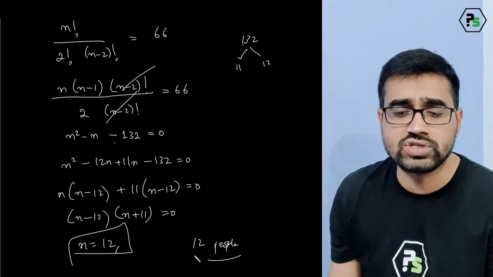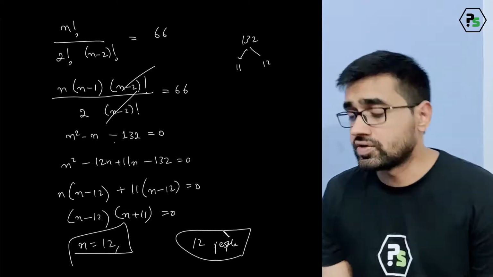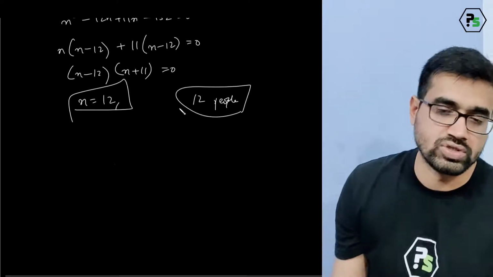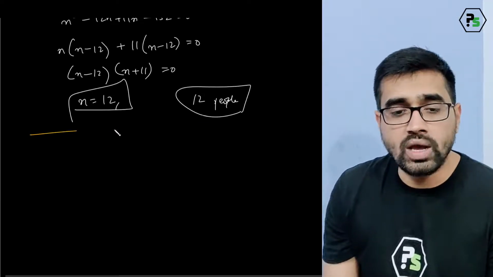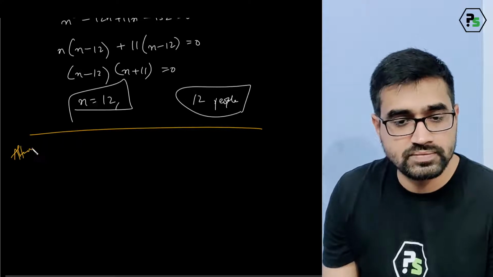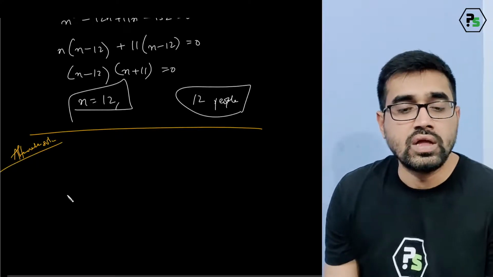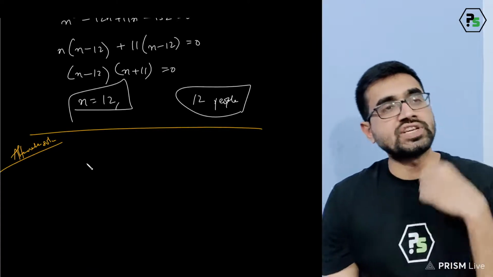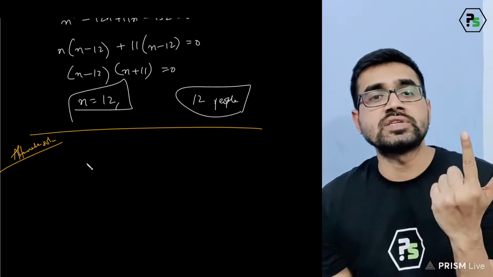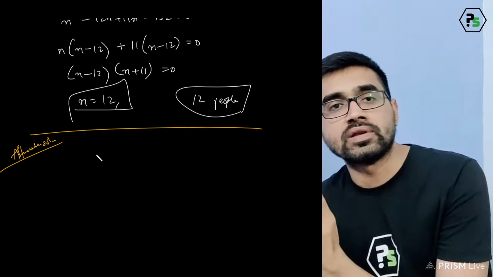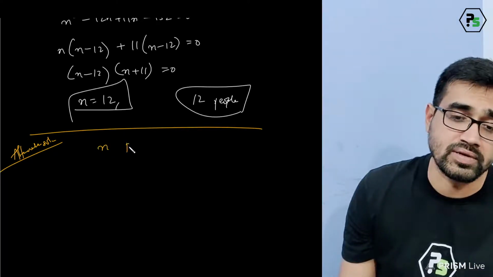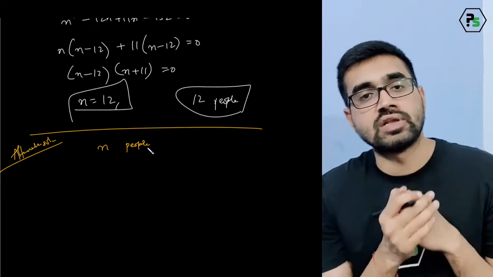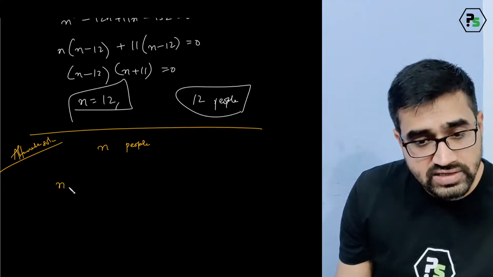A very generic question. In the initial stages, it was considered to be very difficult, but it is a very simple question. Okay, let's talk about an alternate solution for this. The first person can shake hands with how many people? Let us consider there are n people. Obviously, he can't shake hands with himself.